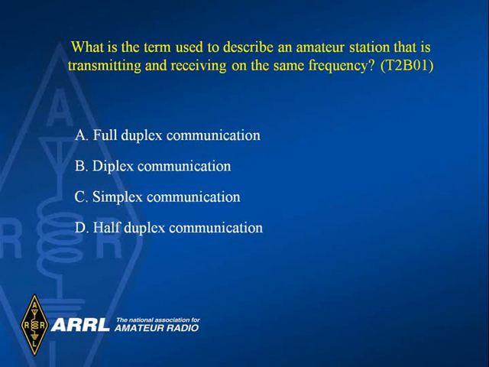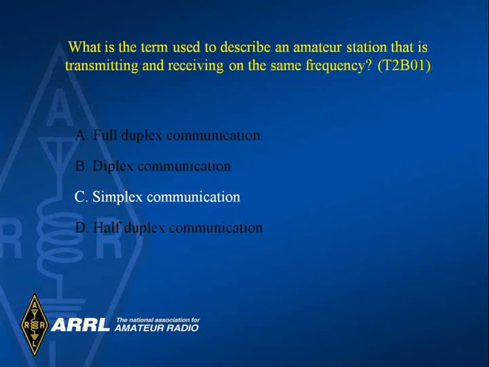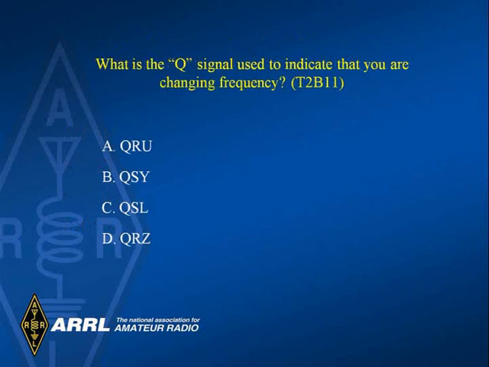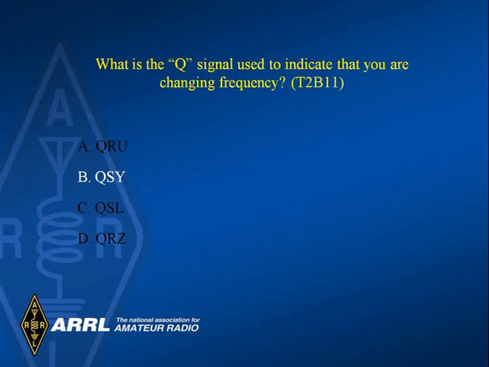What is the term used to describe an amateur station that is transmitting and receiving on the same frequency? C. Simplex communication. What is the Q signal used to indicate that you are receiving interference from another station? The answer is A, QRM, or QR Mary as we call it. What is the Q signal used to indicate that you are changing frequency? B, QSY.